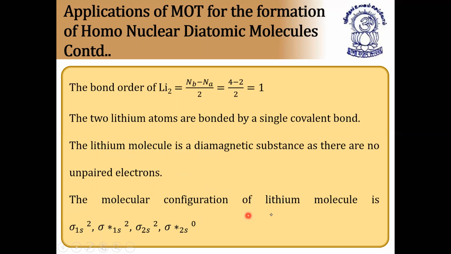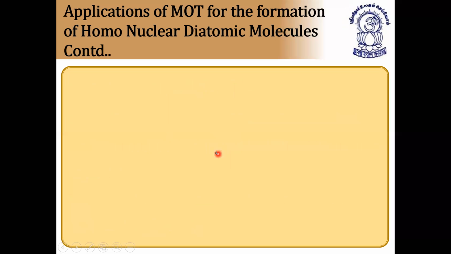So the molecular orbital configuration of the lithium molecule is sigma 1s is 2, sigma star 1s is 2, sigma 2s is 2, sigma star 2s is 0. I hope it is clear.